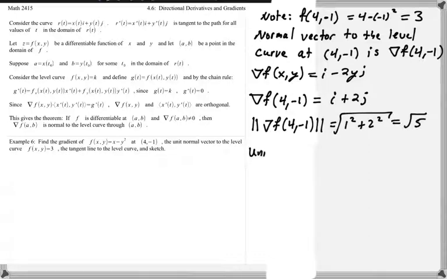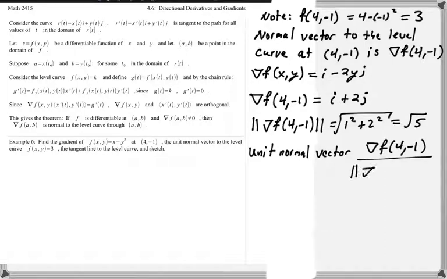Okay. So our unit normal vector is the gradient of f evaluated at 4, negative 1 divided by the magnitude of the gradient evaluated at 4 comma negative 1. So it's going to be i plus 2j over the square root of 5.